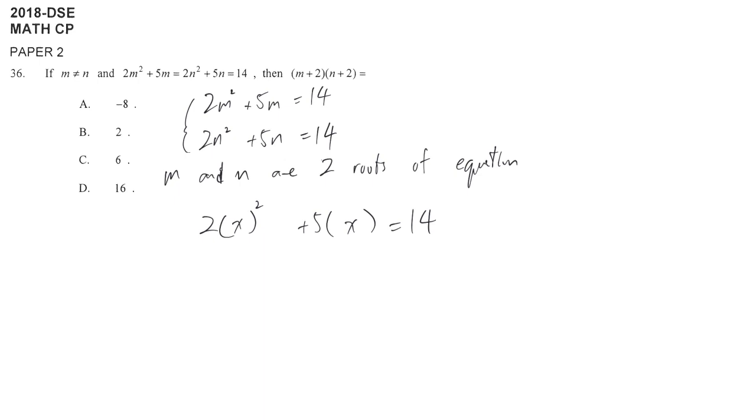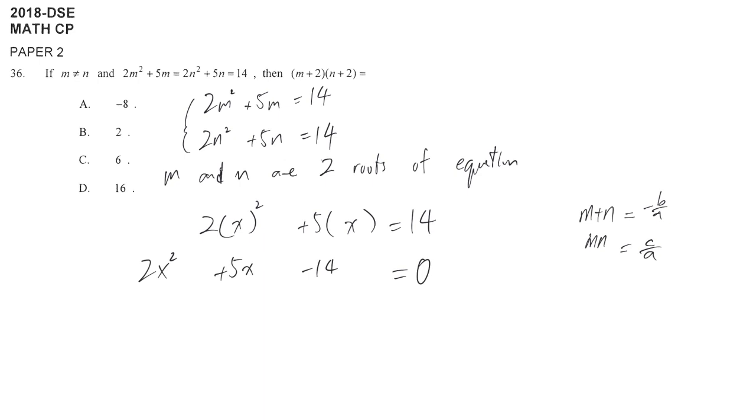That's why later on, when we handle the coefficients, we can find out the sum of roots m plus n. We can also find out the product of roots mn. But before that, we have to tidy up. We have to ensure that it's equal to 0. So 2x squared plus 5x minus 14.